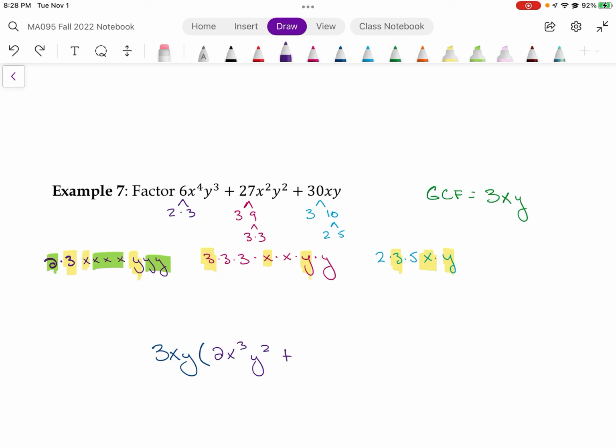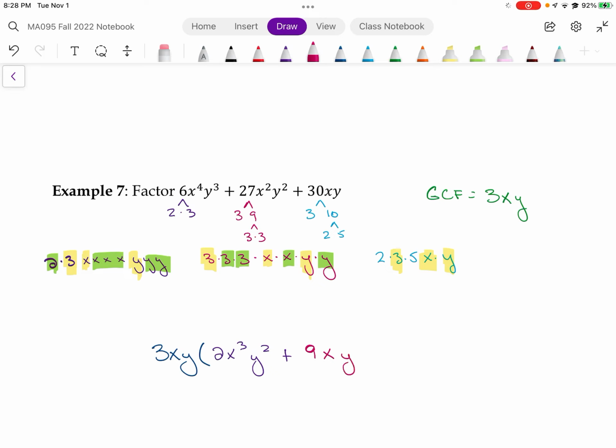Okay, so now I've got what's left. So the next one, 27x squared y squared. We've got a 3 and a 3 and an x and a y. That's what's left. Okay, so I'm going to have 3 times 3, that's 9. And then I've got x times y.